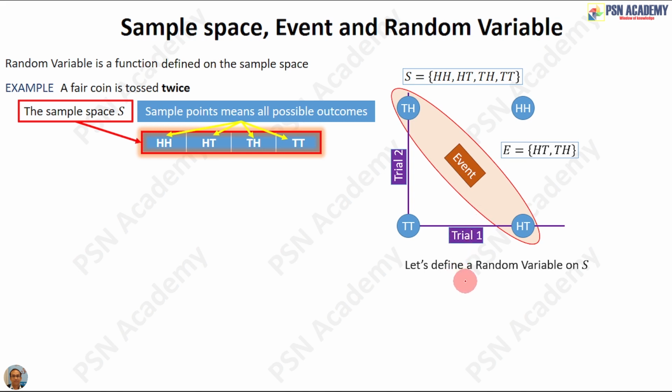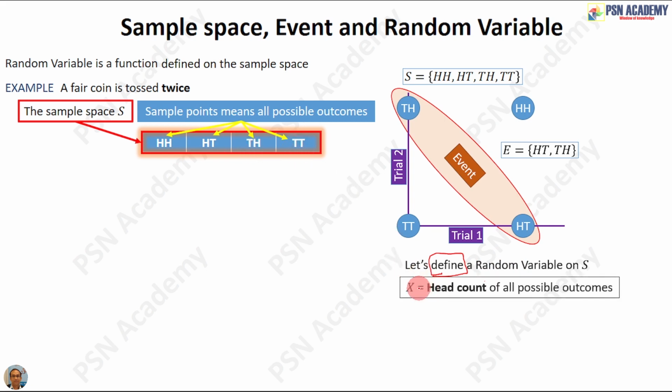Now let's define a random variable on S. So according to the definition, we are defining the random variable, not declaring a random variable. You mind the term define, right? Because it is not a variable actually, it is a function. In case of variable, you declare, but in case of function, you define. Now we define a random variable on S as it is asked in this definition, right? Now our sample space is HH, HT, TH and TT, right?